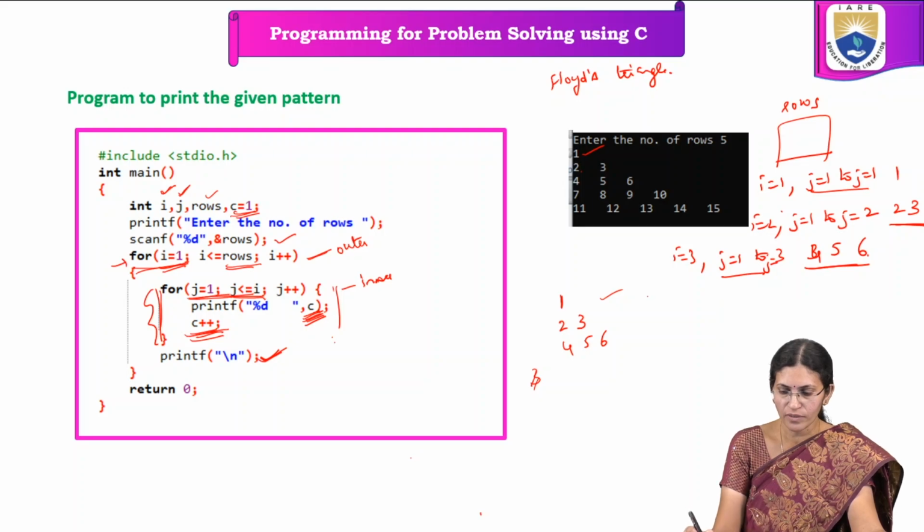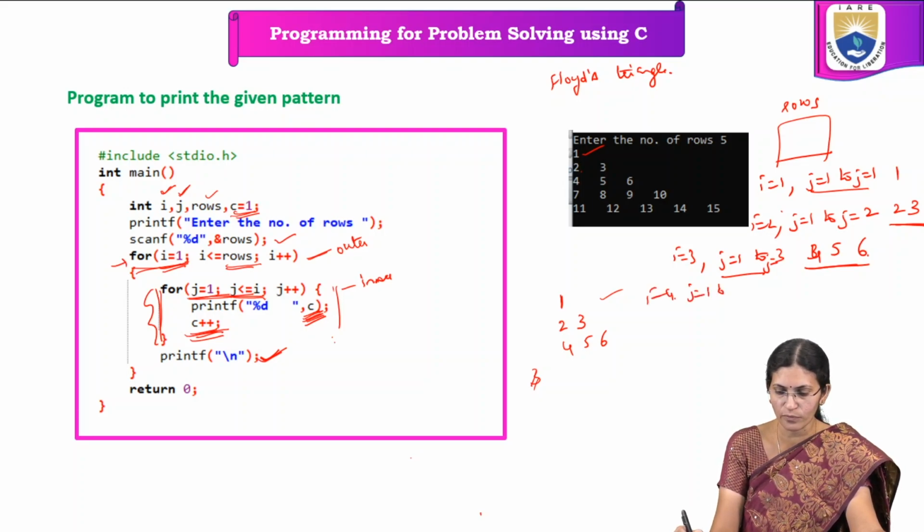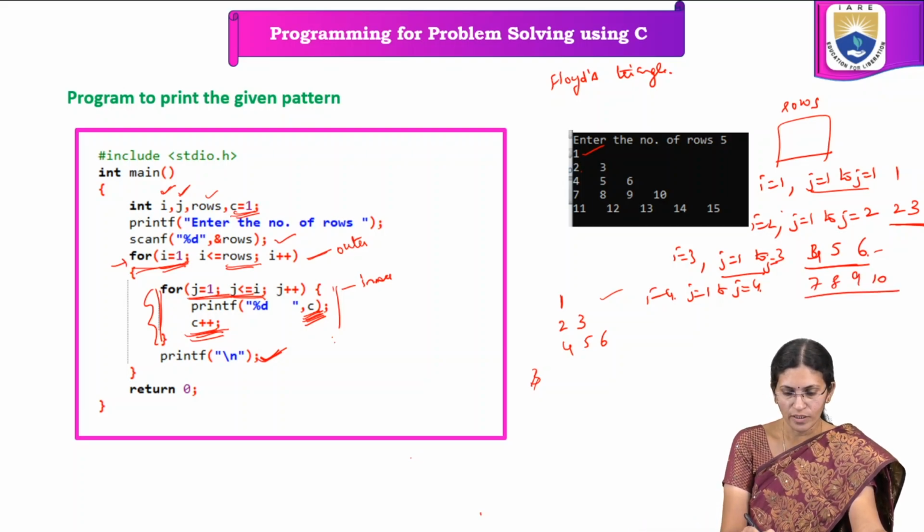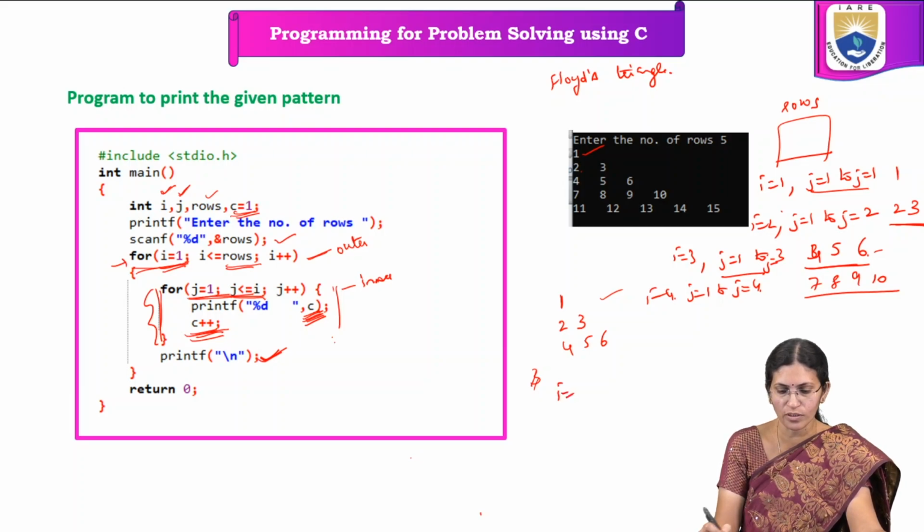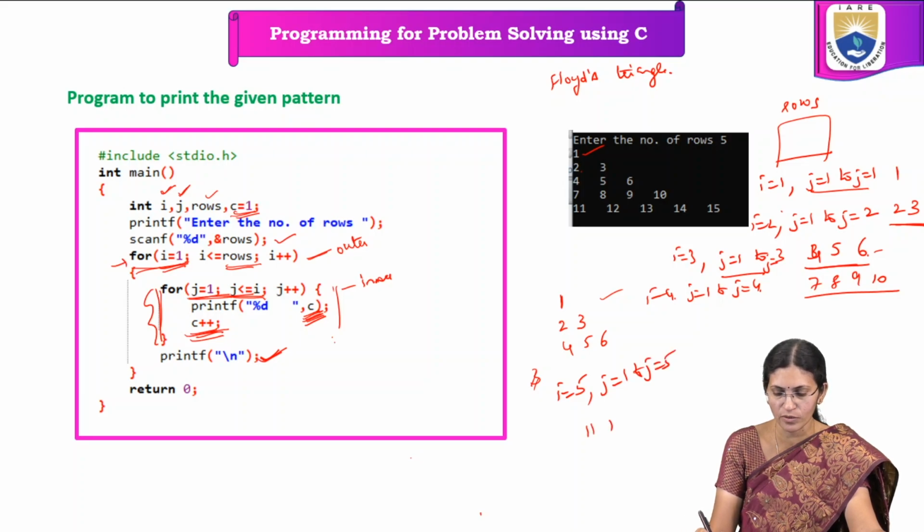Next, when I is equal to 4, the inner loop will repeat for 4 times, j is equal to 1 to 4. So the next value of c is 7, so 7, 8, 9 and 10 will be printed. In this way you can see here, the outer for loop will take the value 5, and for this value j will vary from 1 to 5. It will print the values 11, 12, 13, 14 and 15.